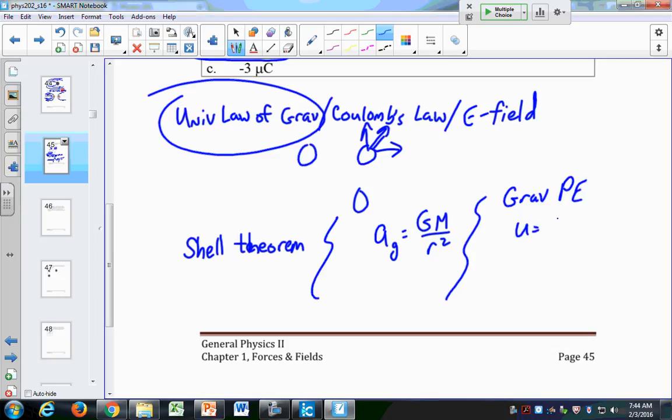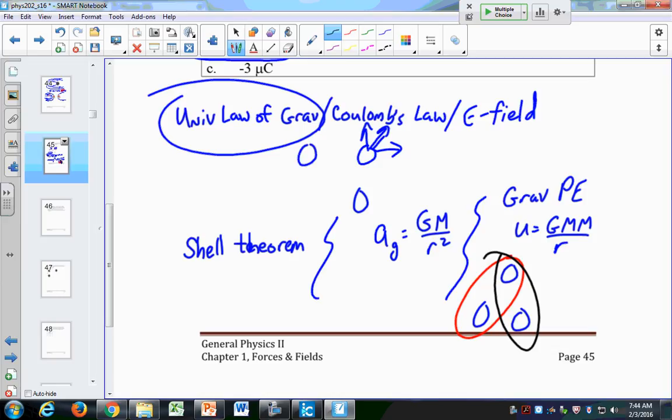That U is GMm over R. You have a homework problem like this where you have a configuration of 3 mass particles, and if you want to find the total energy contained within that configuration, then you calculate the potential energy due to each separate pair of masses and add those up, and that gives you the total amount of potential energy contained within that system of particles.